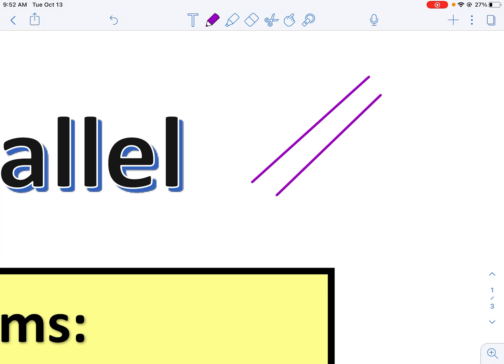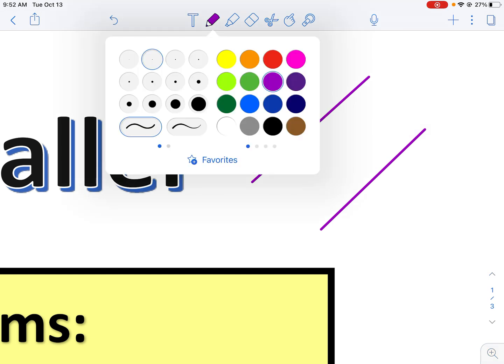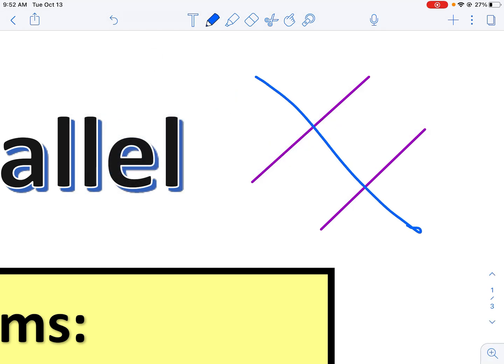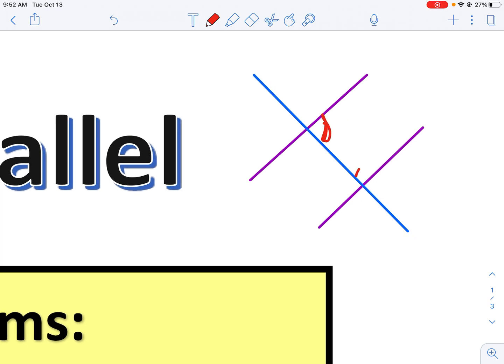So let's say those are parallel. And we have two lines cut by a transversal. So here comes our transversal. Then we have these theorems that alternate exterior angles are congruent. So like this angle and this angle are congruent. We know that consecutive interior angles are supplementary. We know alternate interior angles like this one and this one are congruent. And we know corresponding angles, like ones in the same position, are congruent.